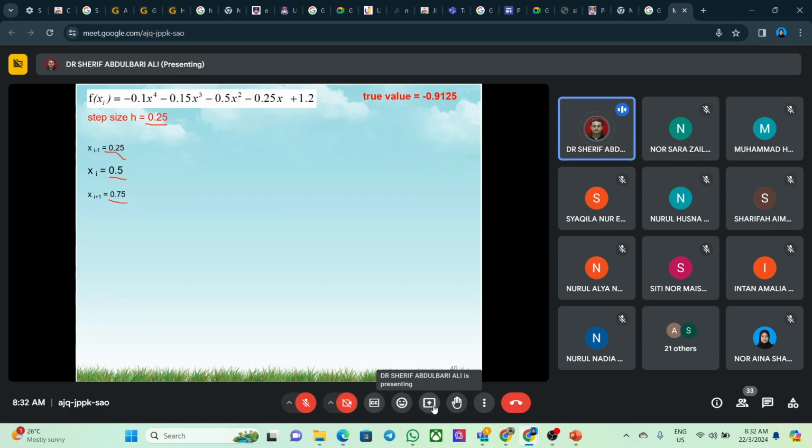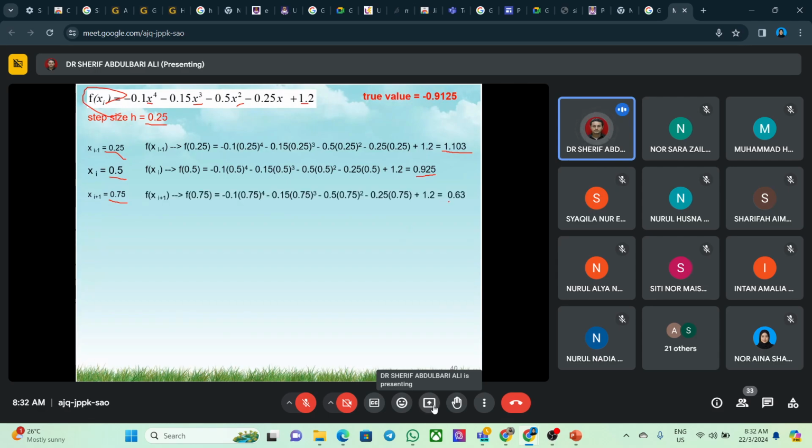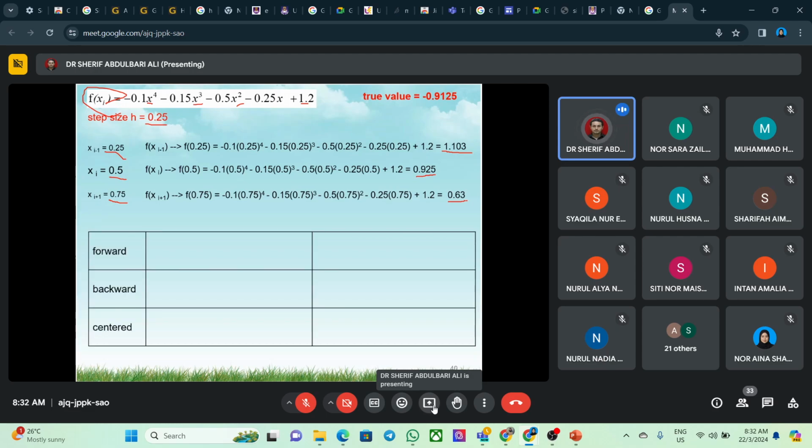So now I'm going to find the function for each value. When x is equal to 0.25, the answer is 1.103. When x is equal to 0.5, this function will be equal to 0.925. And when x is equal to 0.75, the function is going to be equal to 0.63. Again, I'm going to find the forward, backward, and center. So for the forward finite divided difference here, the answer is going to be 0.63 minus 0.925 over 0.25.